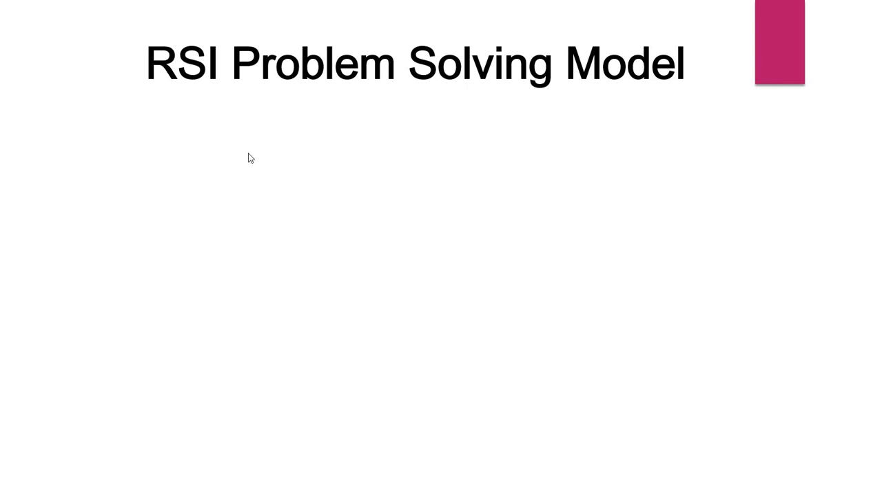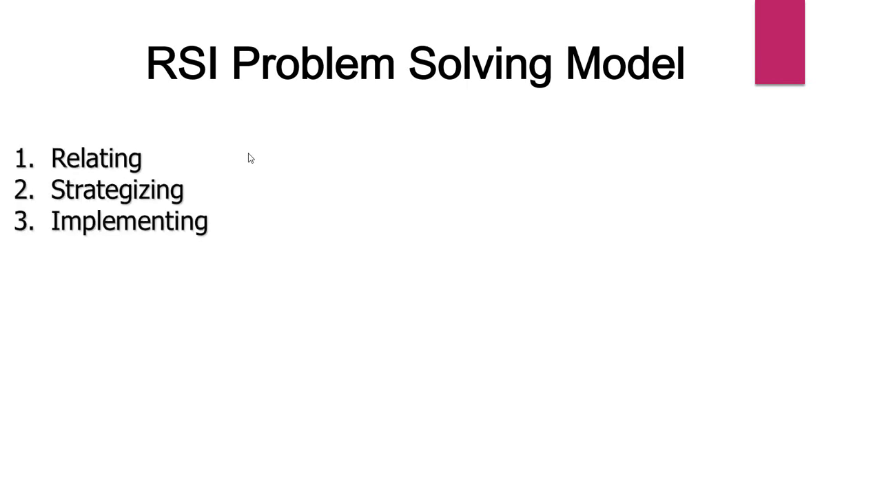So let's discuss what this RSI problem solving model is. In this we have three steps, or stages. The very first one is known as relating, the next one is strategy, and the third one is implementing. So this is a model to solve any problem. Now let's see what relating means.